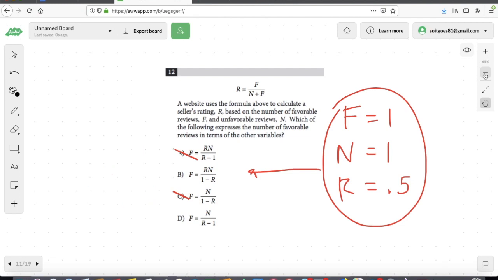Okay. Let's do answer choice D. F is still 1. N is 1. And R, which is 0.5, minus 1. Is that a true statement? Cade? It is not. What do we get in the denominator there? You would get negative 0.5. Yeah, negative 0.5, right? So again, that's going to be negative. I think it's negative 2, so we can eliminate answer choice D.